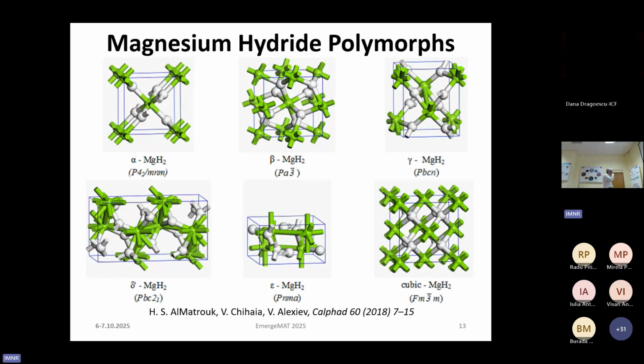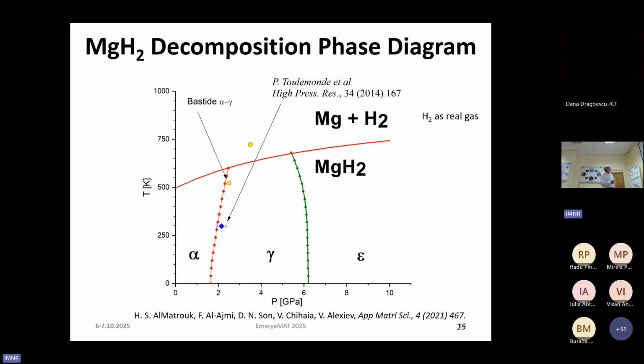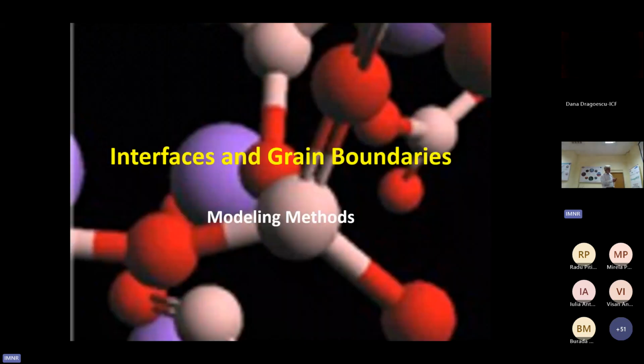Coming back to these polymorphs of magnesium hydride, we can calculate the vibrations of these systems. And from the vibrations, we can calculate the Gibbs energy of each system for different pressures and temperatures. And by crossing these Gibbs energy surfaces as a function of temperature and pressure, we can draw the separation lines between the different polymorphs, the stability regions of the different polymorphs.